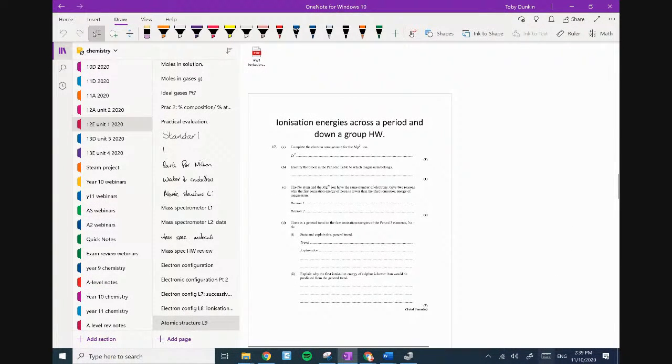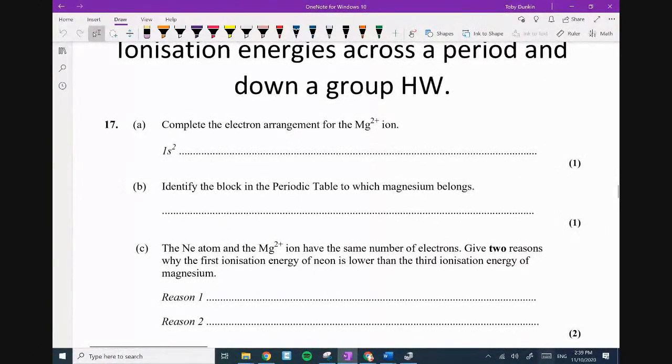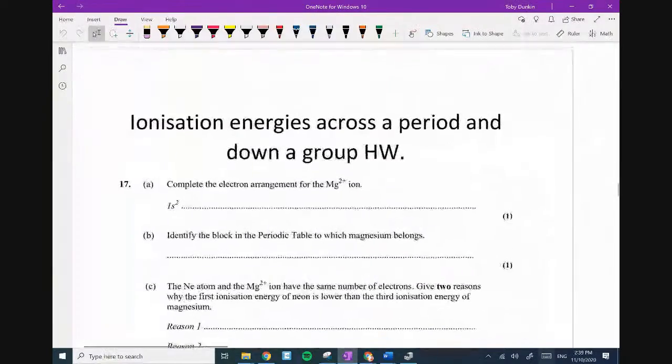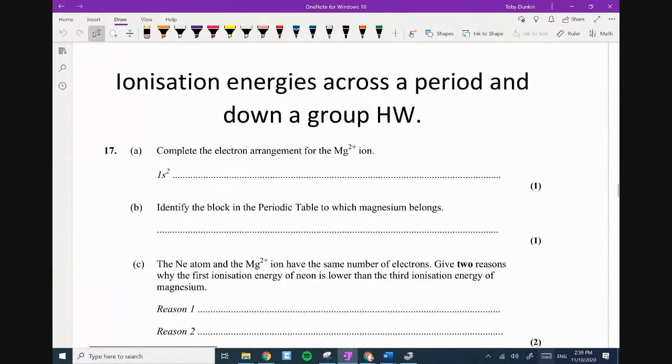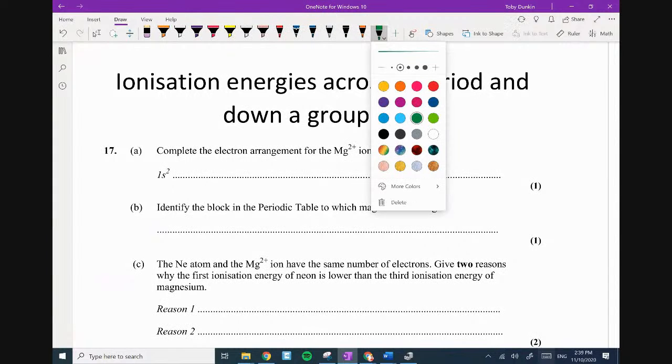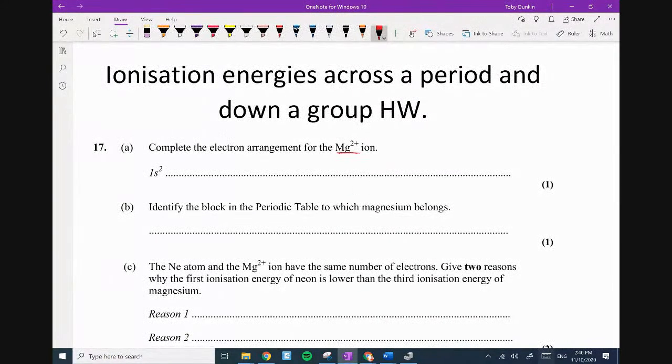So here was your homework. Complete the electronic configuration. So this is ionization energies across a period and down a group. I'm going to do my answers in red. Try and make my writing a bit smaller as well. Complete it for magnesium 2+. Remember you've got to take 2 electrons away. So 1s2 first and then back to the beginning.